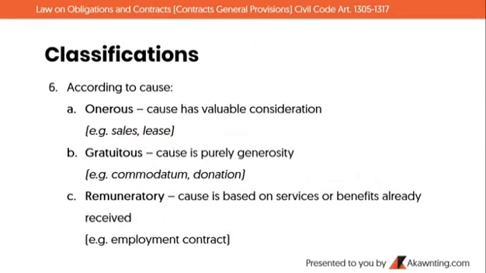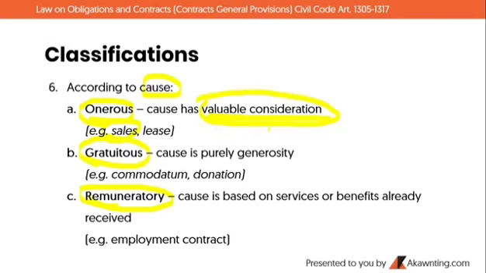Okay? So next, number 6, we have according to cost. Kung maalala nyo yung cost, it's one of the essential elements: consent, object, and cost. So ano yung cost? Onerous, gratuitous, and remuneratory. In onerous contracts, the cost has a valuable consideration. Example na lang natin: in a contract of sale, the object is kung ano yung binebenta, at ang cost ay yung price nung binebenta. Yung price has a valuable consideration kasi usually it will be paid in money.